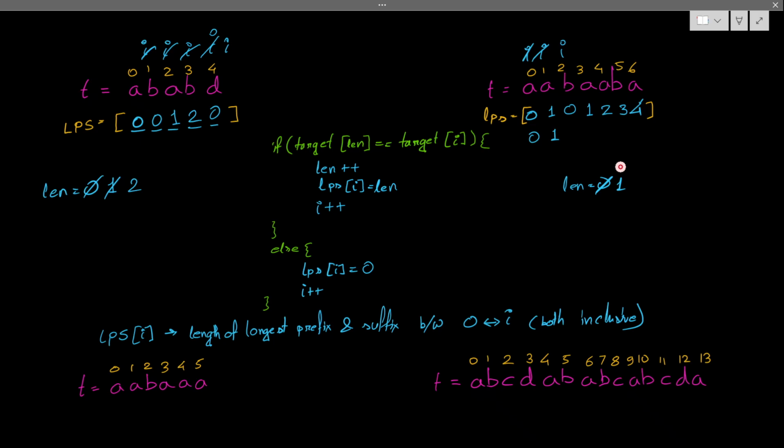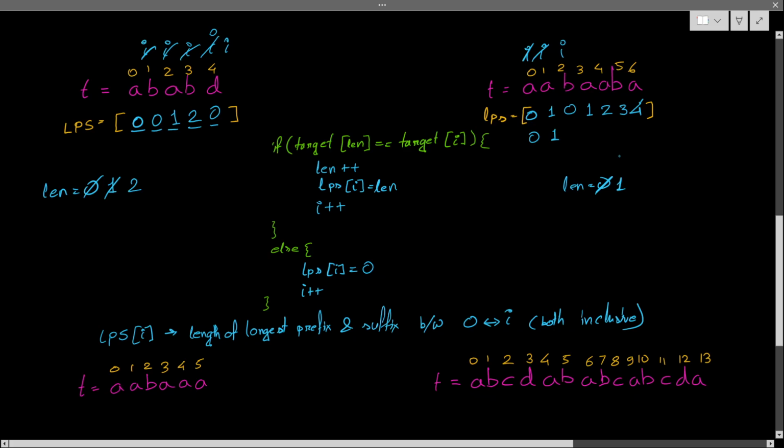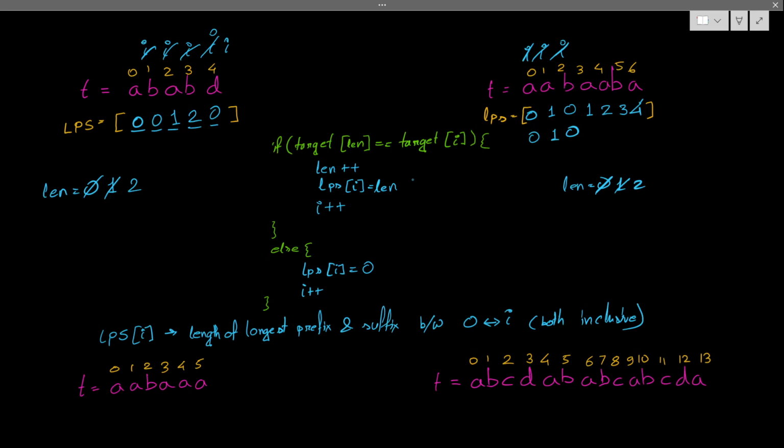Length becomes 1, so it will check the second index with this first index, and B is not matching. Not matching in this case, so LPS goes to 0, and I plus plus, and I will put LPS of I equal to 0. Also I have to do one thing here. Right now it is fine. Length is still what? Length becomes 1 only, and LPS of I I put as 0, I plus plus.